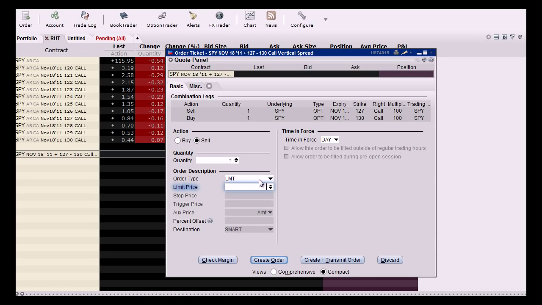You always want to trade these as a limit price. I think you want to try and get the best price possible, 0.46. What you could also do, if you wanted to be a little bit more conservative, maybe you're waiting for the market to come down a little bit, maybe you want to put it in at 50 and hope that the market sells off and you get executed there. And that's really all you need to do. And create order and transmit.